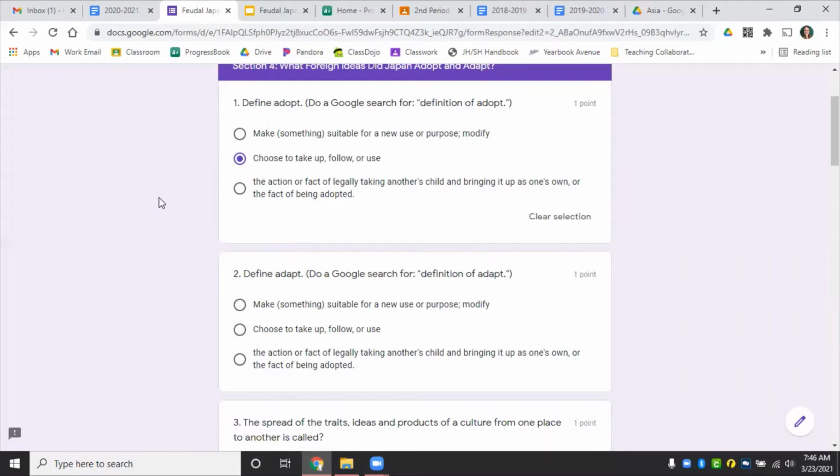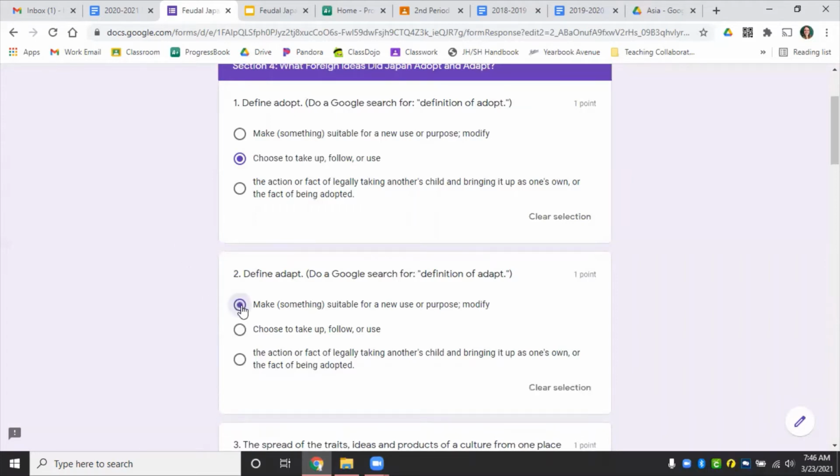Okay, now the definition of adapt means to make something suitable for a new use or purpose, to modify something. So you take an idea, but you tweak it a little bit, you change it a little bit to make it match what you need it for. Okay, and then you use it in a new way. Okay, so adopt, you take the same exact idea, you use it exactly the same way. Adapt, you take an idea, change it a little bit to make it fit what you need it for, and then use it. So you modify it a little bit. Okay, so very similar, but they are a little bit different.